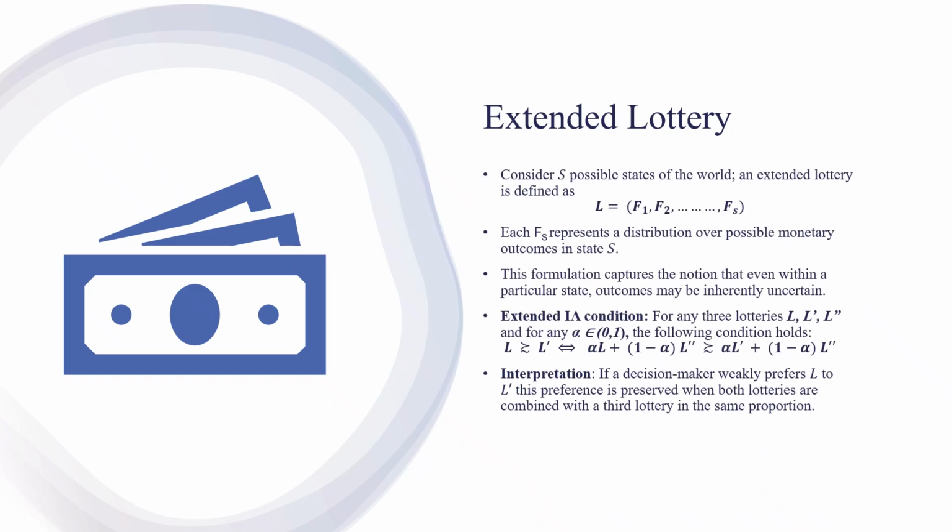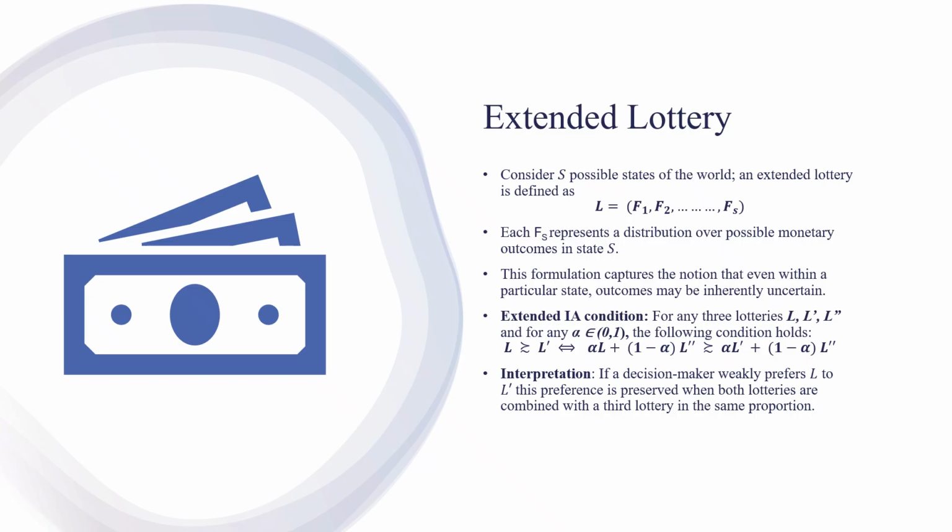Let's define an extended lottery. Imagine there are S possible states of the world. An extended lottery is defined as L equals F1, F2, up to Fs. Each Fs represents a distribution over possible monetary outcomes in state S instead of just a fixed payoff. For example, in state 1 there might be a 50% chance of earning 100 and a 50% chance of earning 200. This way the extended lottery accounts for randomness inside each state.